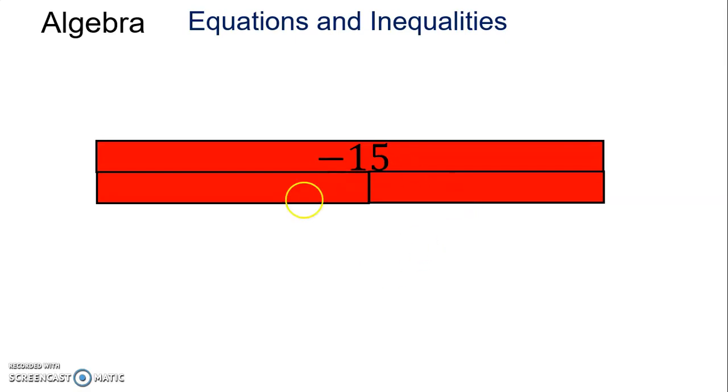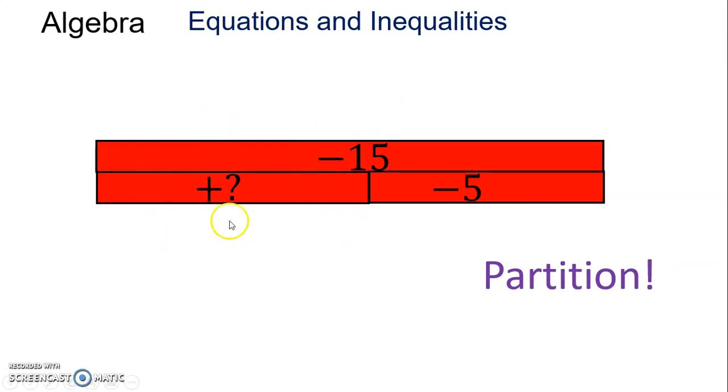Okay, moving on again, we've got all red here in our bar model. So that means that we're looking at all negative numbers. And we're going to partition our negative 15 into negative 5 and something else. So I need these to sum to make negative 15. Could you pause the video and see if you can work out what the missing number is?